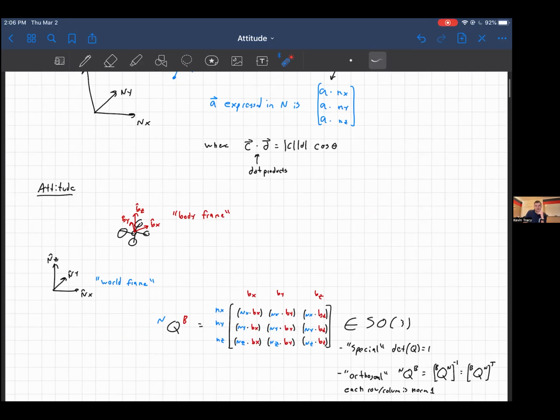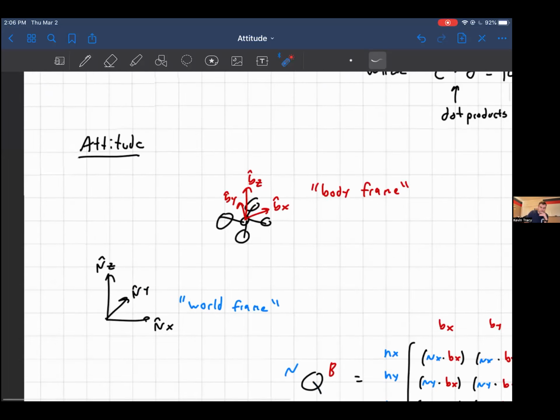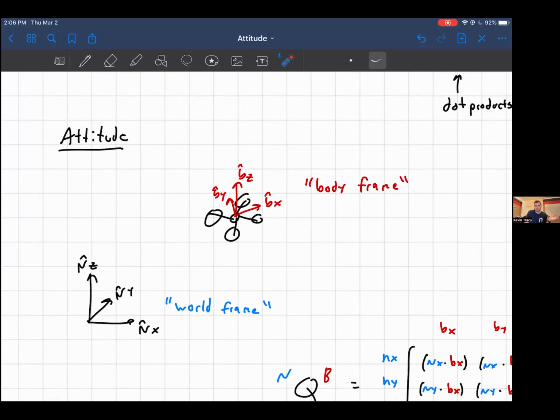So now we'll talk a little bit about the story of attitude. Attitude is basically our orientation. More specifically, it's always going to be the relative orientation of two of these frames, and we'll always assume right-handed orthogonal frames. What's super common in robotics is that I'll have a world frame, which you'll see as N or W or I. And then you'll have some body frame, which will be appended to your robot of interest.